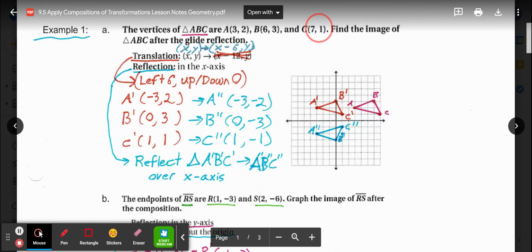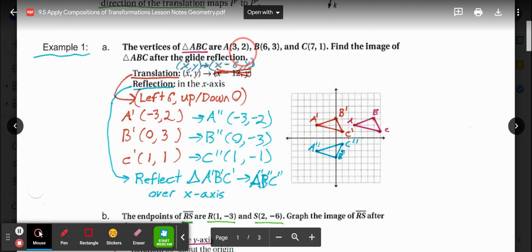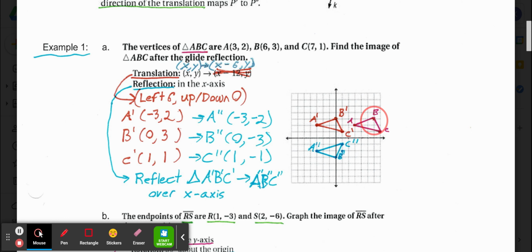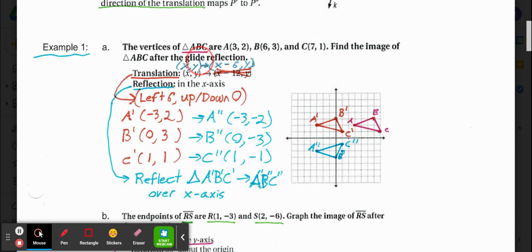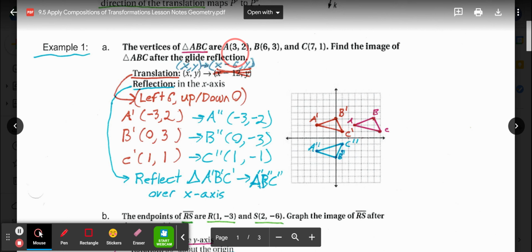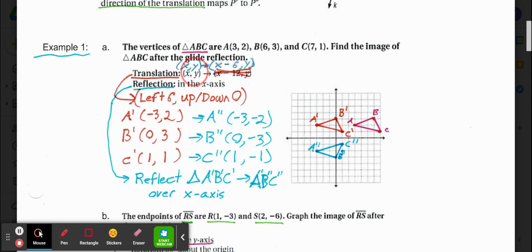First, just graph triangle ABC at those three coordinates and connect them. So A here, B, and C. That's our original pre-image. They want us to find the final image of triangle ABC after the following glide reflection. You'll see I changed our translation from (x, y) becoming (x minus 12, y) to (x minus 6, y), simply so it would fit on our graph.